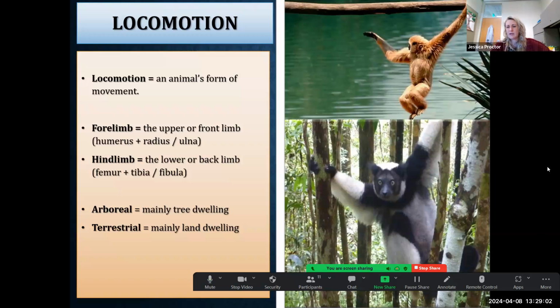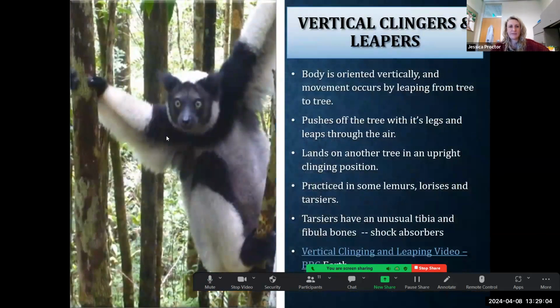All right, let's talk about the specifics. Okay, now there's going to be 6 types of locomotion that we're going to talk about. The first one is called vertical clinging and leaping. You may see it abbreviated as VCL. So vertical clinging and leaping, abbreviated as VCL.